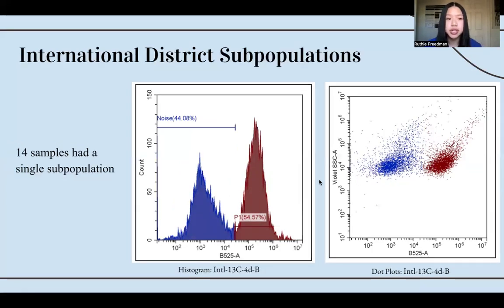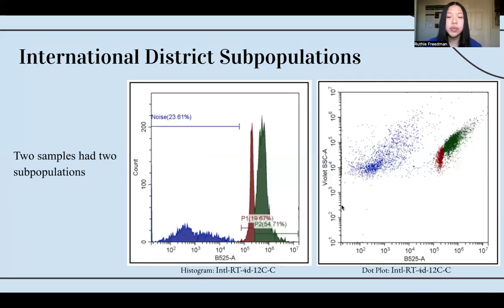And lastly, International District had 1 to 2 subpopulations observed. 14 of the samples only had a single subpopulation, once again with a very distinct peak and very noticeable difference on these dot plots. And 2 of the samples had 2 subpopulations that we observed. You can see here that even though they're close together and might be difficult to identify on this dot plot, on the histogram there are 2 very distinct peaks. While they are very close in fluorescence, they're still distinct, so we count them as separate populations.